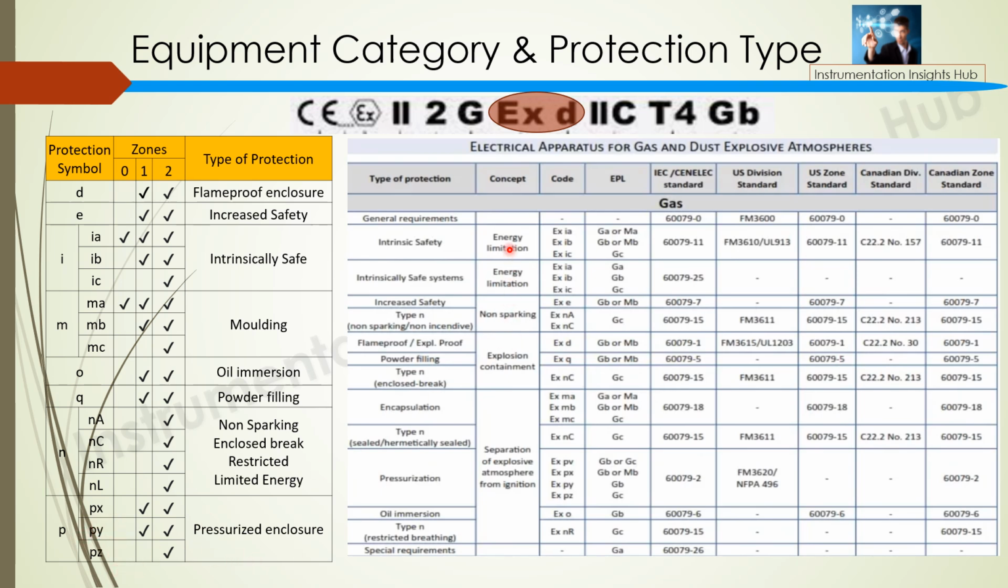And these are some standards. For intrinsically safe, if it is ia with EPL Ga and Ma, and ic, the standard 60079-11 can be used. Likewise, you can refer to this chart also. If pressurization is there, we can follow the 60079-2 standard, and these are the US based standards. So for your knowledge purposes, you can refer to it.